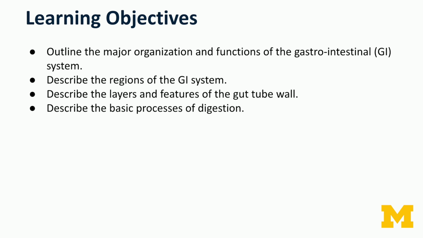So we've discussed the major organization and functions of the digestive system, the regions of the GI system, the layers of the gut tube wall and their functions, as well as the 6 basic processes of digestion.